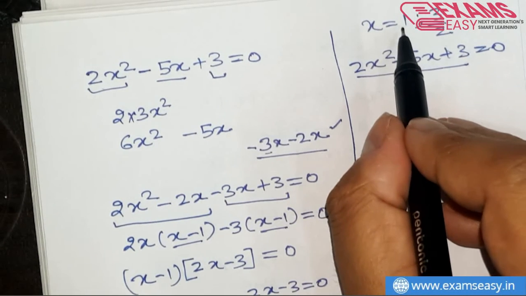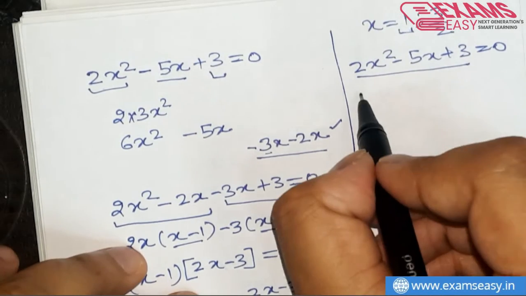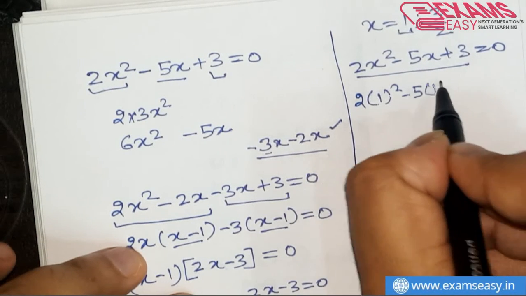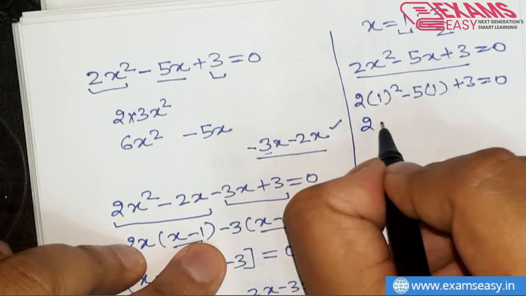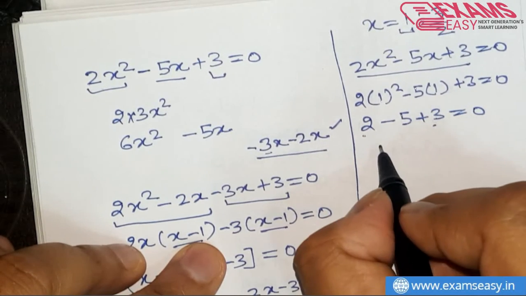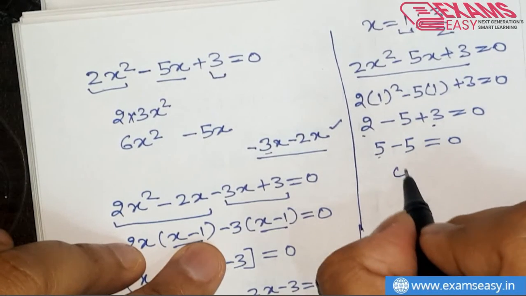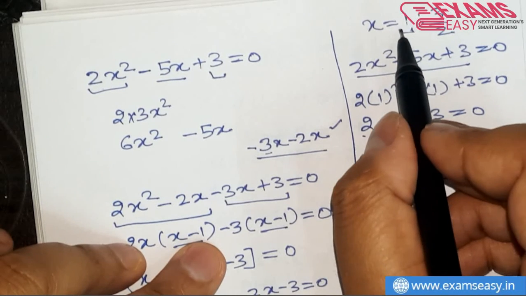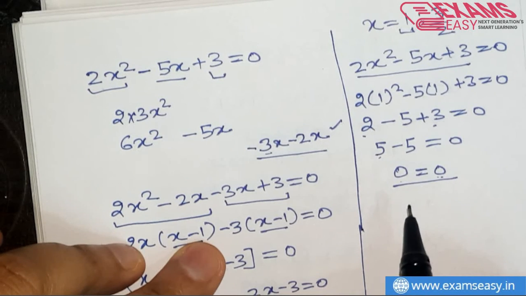So let us try the first value, which is nothing but 1. So let us put 1 in this equation. It will become 2 into 1 square minus 5 into 1 plus 3 equal to 0. So 2 minus 5 plus 3 is equal to 0. 2 plus 3 is equal to 5, minus 5 is equal to 0. 5 minus 5 is nothing but 0, equal to 0. That means this value of x is satisfying this equation. That means we found the root as correct.